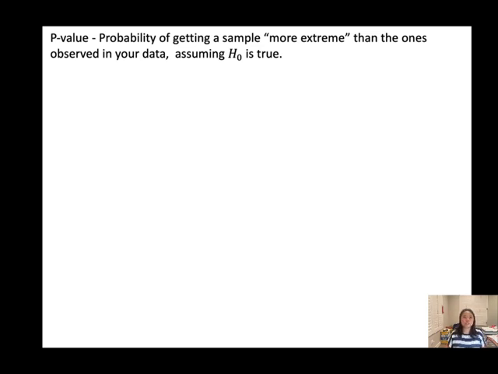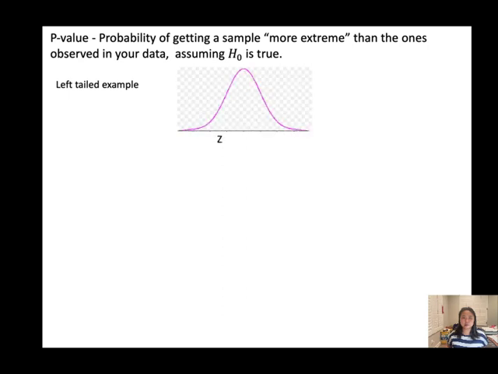Okay, p-value. Let's go back to the p-value. P-value is the probability of getting a sample more extreme than the one observed in your data, assuming H0 is true. Let's look at the left tail example. So this is our test statistic. The test statistic will be the z-score. We'll be using the z-score to find the area of this region, and this is going to be the p-value.